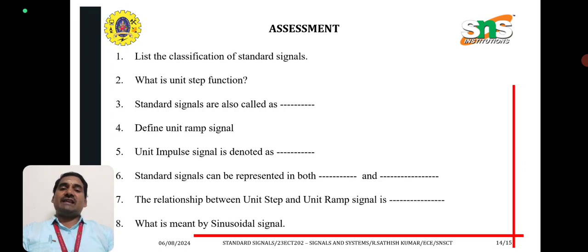What is meant by sinusoidal signal? Cosinusoidal signal can be represented by x of t is equal to A cos of Ω0 t. Sinusoidal signal can be represented by x of n is equal to A sin of ω0 n.